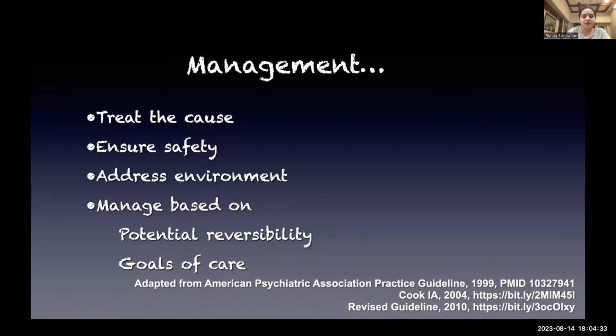Obviously, the management is based on the reversibility of the situation and what the goals of care for that patient are. Potential reversibility means that the delirium would be reversed if the underlying cause is treated. That is the reversibility part of it. Irreversible delirium usually is equivalent to terminal delirium, where even despite managing all the possible and potential reasons for the delirious episode, it is not responding. So that would be irreversible delirium, also known as terminal delirium.